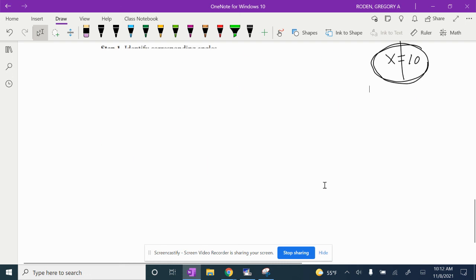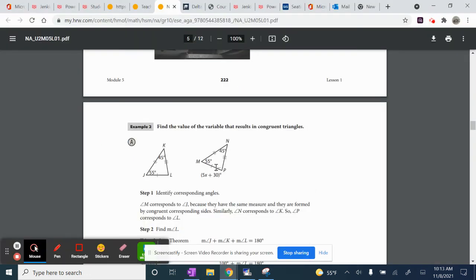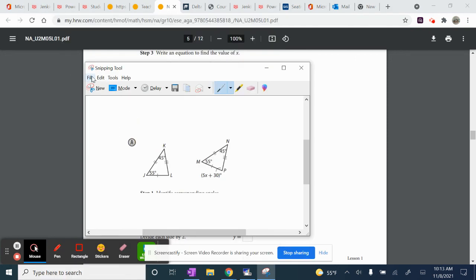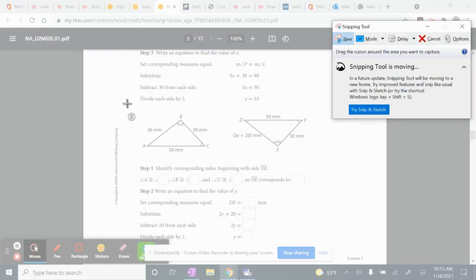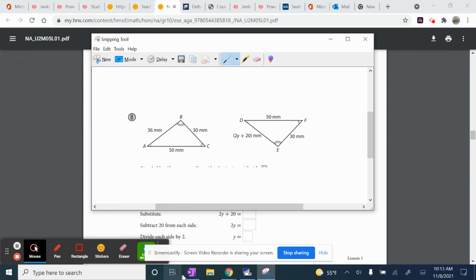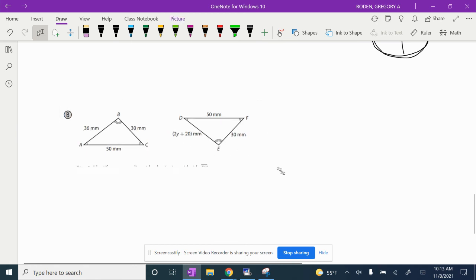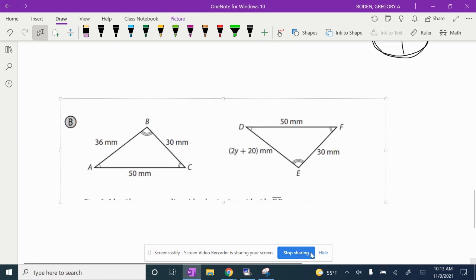All right, guys. Let's do the next one. Here we go. Try this one right here. I'm just copying and pasting another problem in here. Okay, here we go. Copy these down. Okay, go. Copy those down.